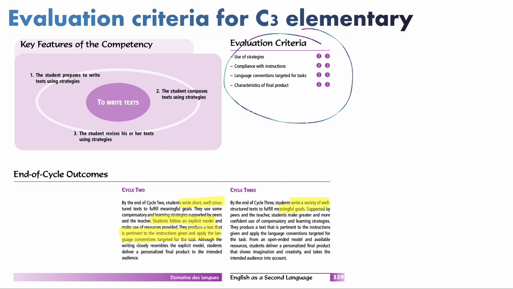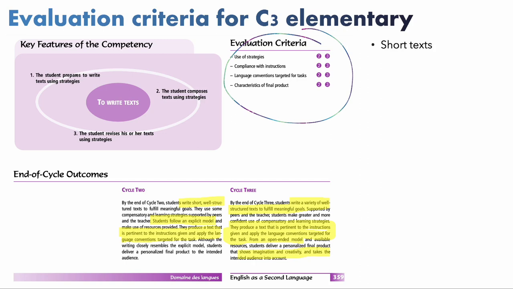All right. In grade 5 and 6, again, we're just building on that. They're writing a variety of well-structured texts. So we're doing different kinds of texts in grade 5 and 6, maybe, beyond simple sentences and simple paragraphs. So they're following the instructions. They're producing a text that's pertinent to the instructions, targeted to the task, and using the language conventions that you're really focusing on when you're teaching them how to write an email or a poster. Title or something.